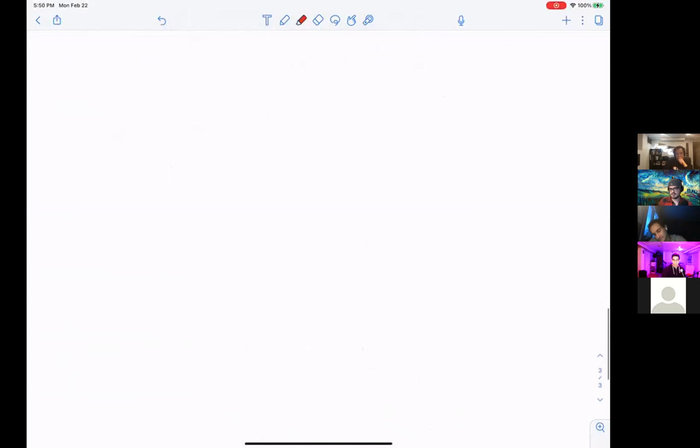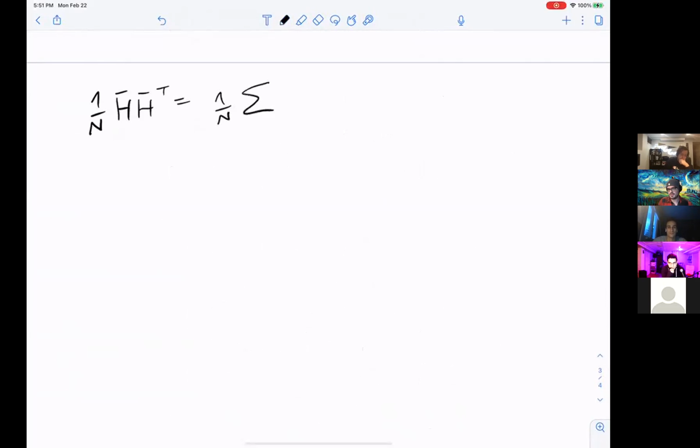So let us massage that expression. So let's look at 1 over n H bar transpose. So first of all, notice that this is equal to sum over i from 1 to n of Hi minus mu g transpose. That is correct, Jack. It is a covariance, yes.